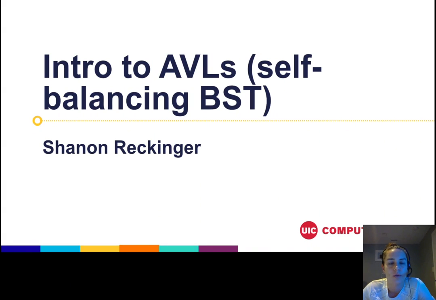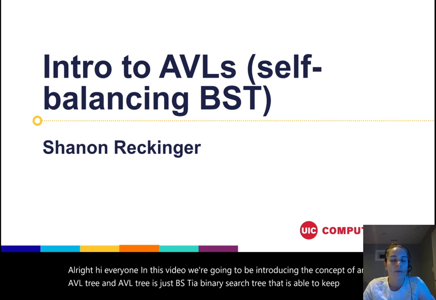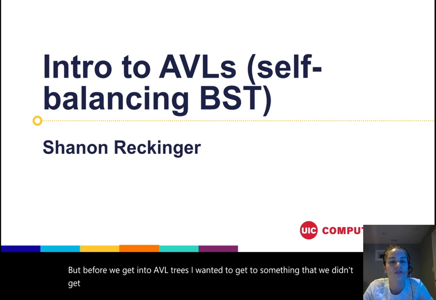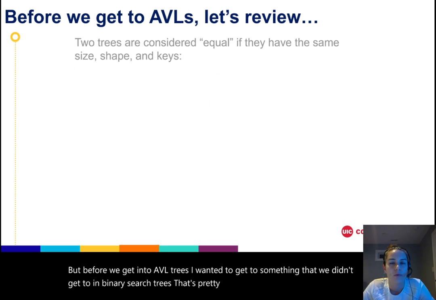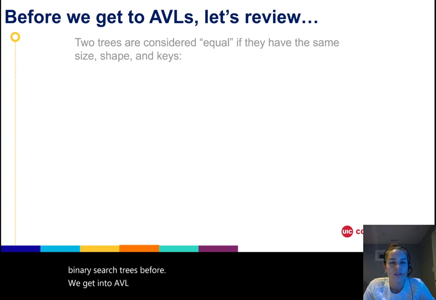Alright, hi everyone. In this video we're going to be introducing the concept of an AVL tree. An AVL tree is just a BST, a binary search tree, that is able to keep itself balanced. But before we get into AVL trees, I wanted to get to something that we didn't get to in binary search trees that's pretty helpful, and it will be a nice review of binary search trees before we get into AVL trees. So the thing I wanted to go over is how to check if two trees are equal.